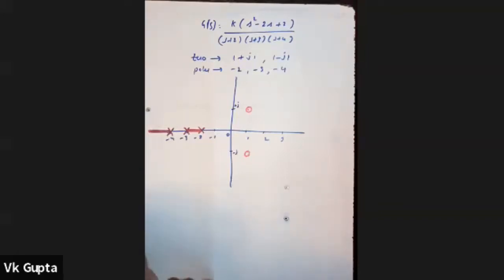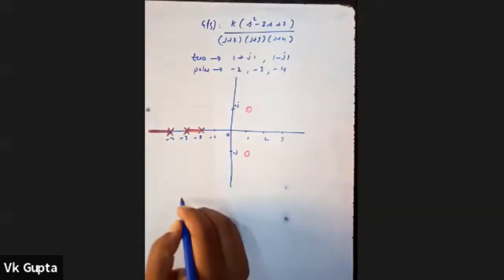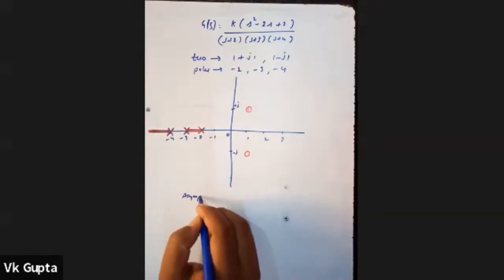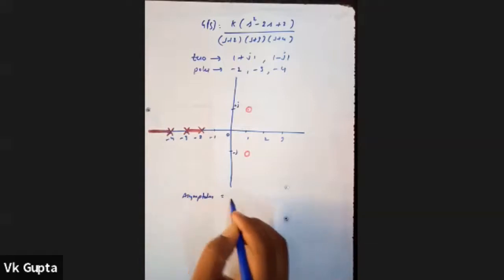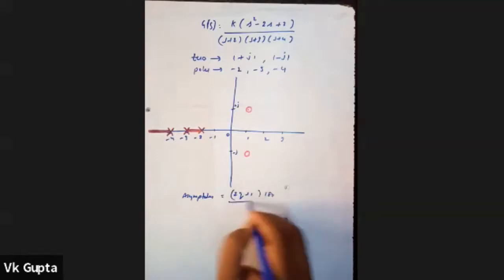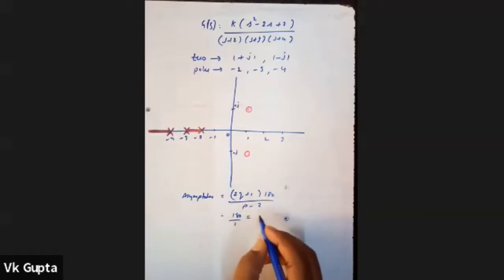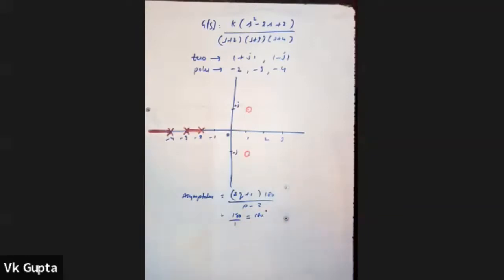Now only one branch will go to infinity. So what is the asymptote for this? It is (2q plus 1) pi divided by (p minus z). Since q is 0, we get 180 by 1, that is 180 degrees. So let us mark it here.